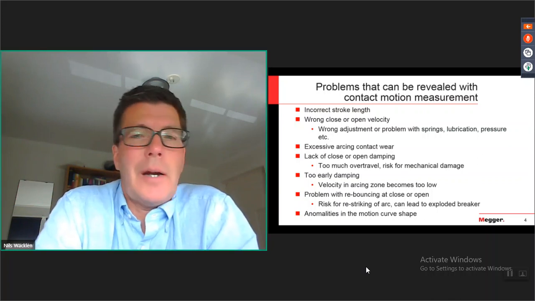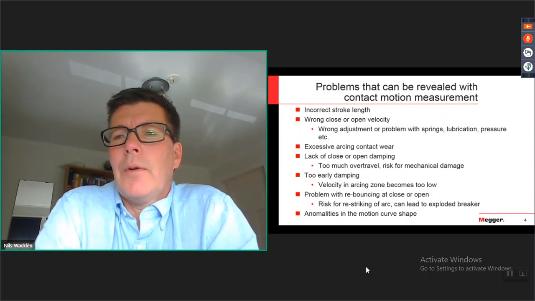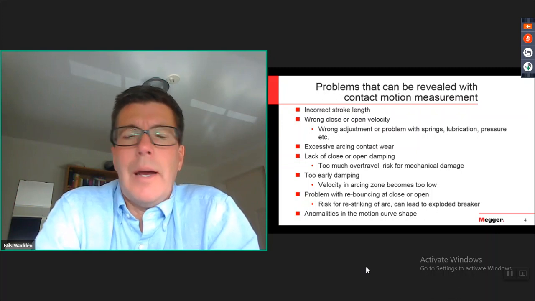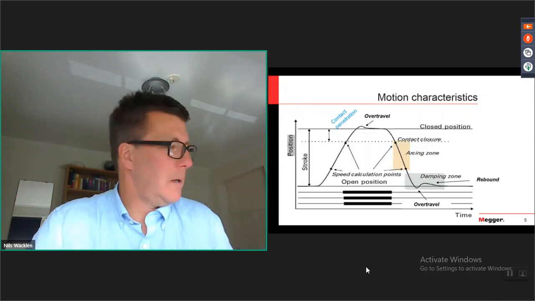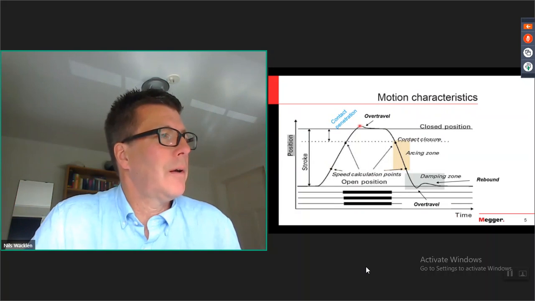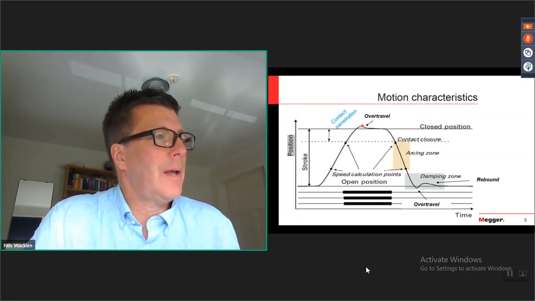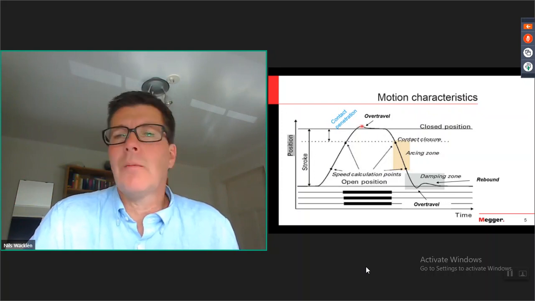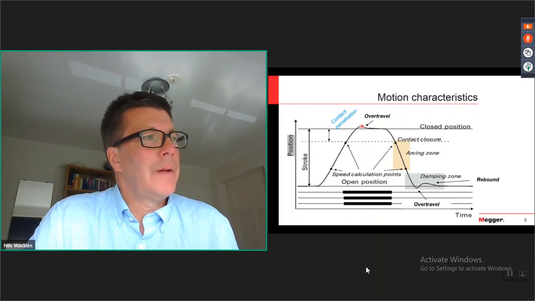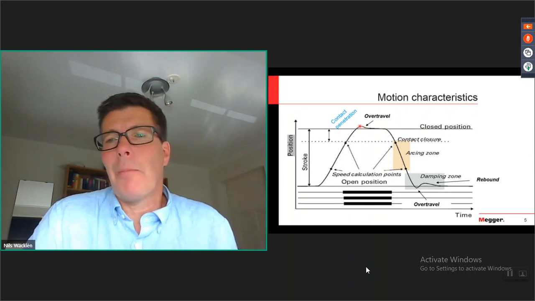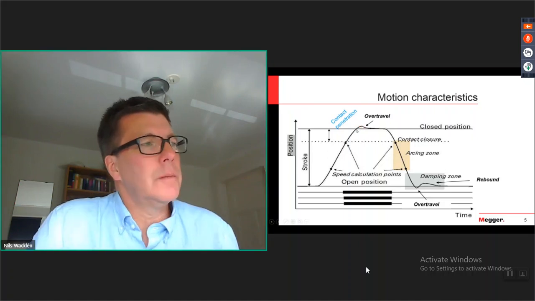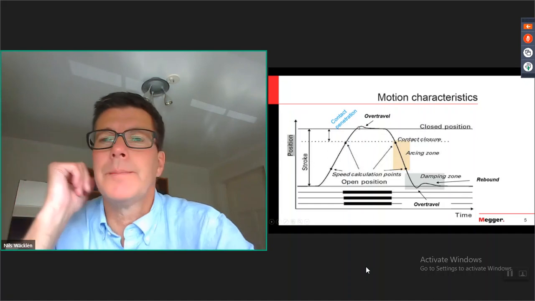Yeah, I mean, not necessarily, but if you don't watch out, if it's excessive overtravel, and if you would see a flat surface or flat area here on the graph, then you would watch out, because it would be a sign that something is hitting a stop mechanically. So yes, it can be a problem in that way.